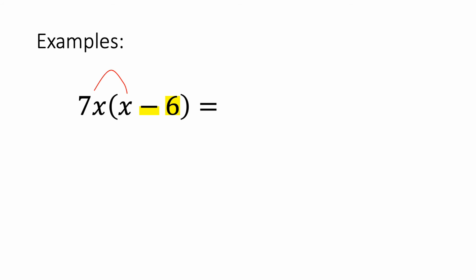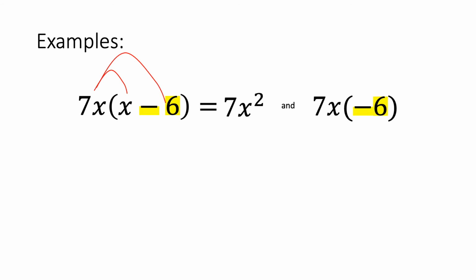Here we have 7x times x, or 7x squared, minus, so we have 7x squared and 7x times negative 6. We always include the sign with the term when we're figuring out what to multiply. So this becomes 7x squared minus 42x.